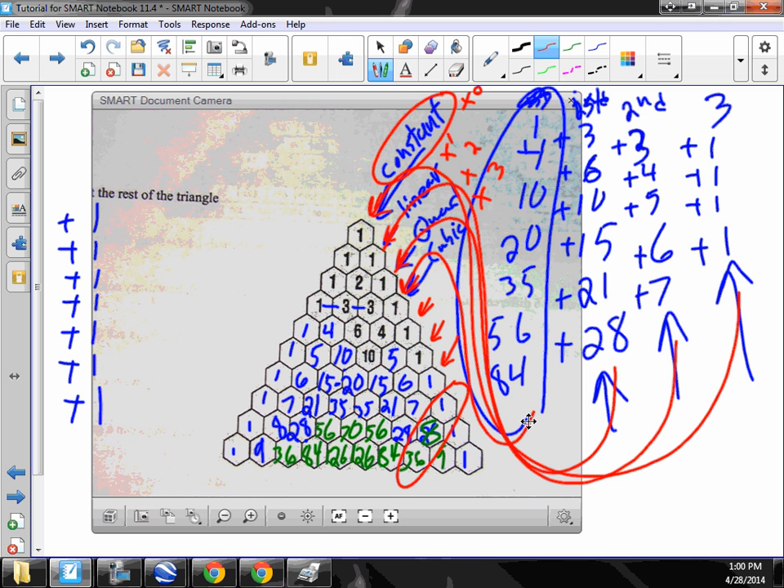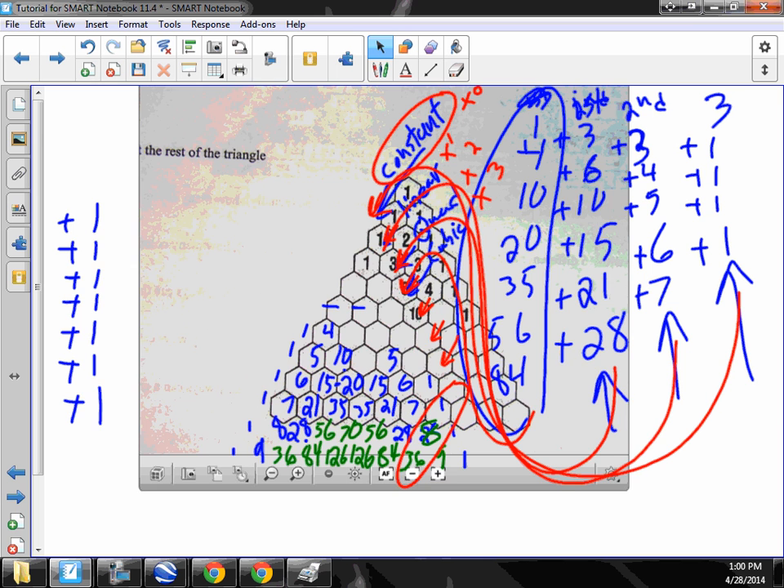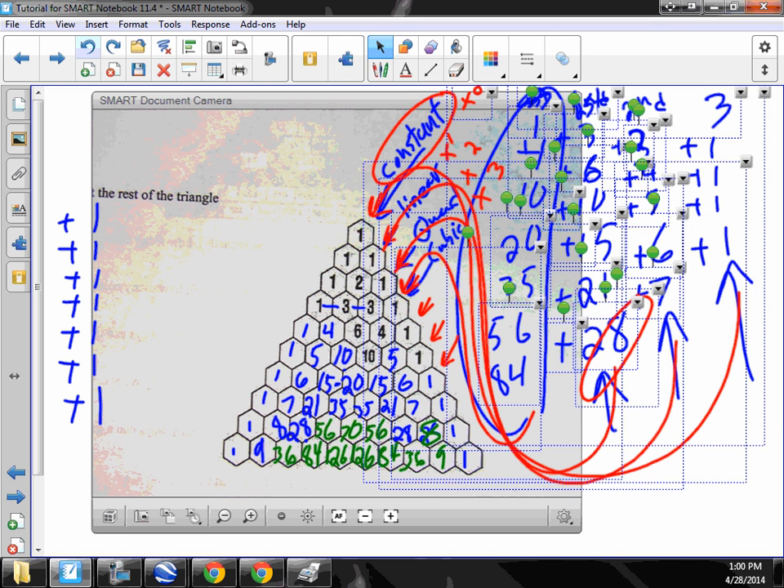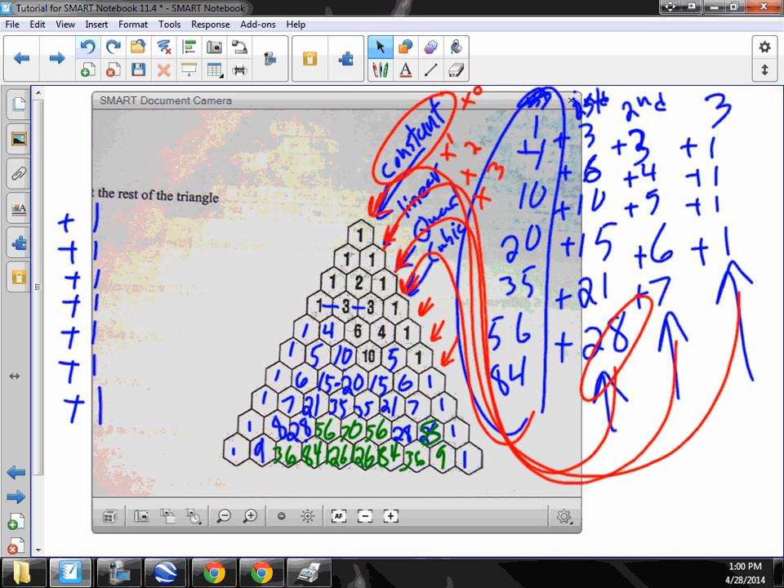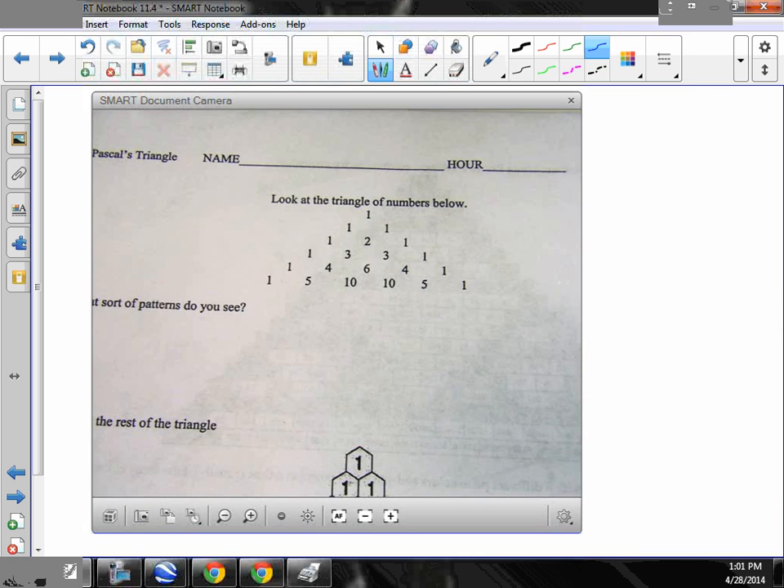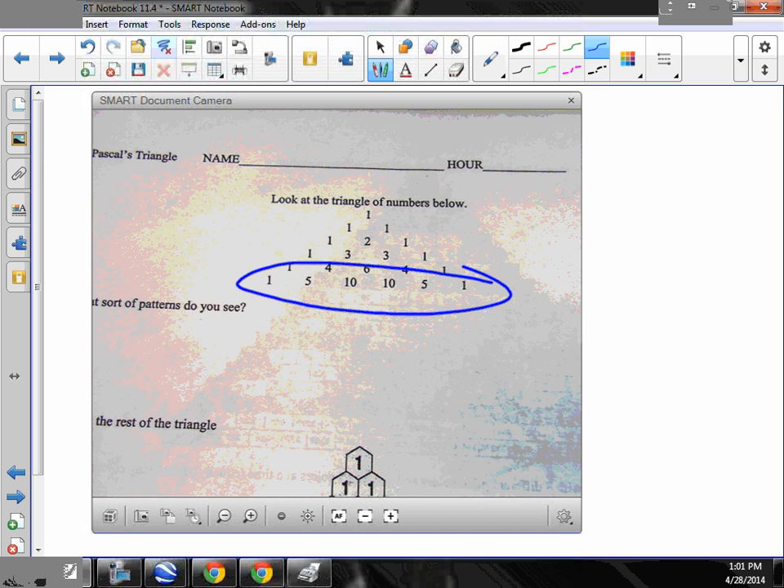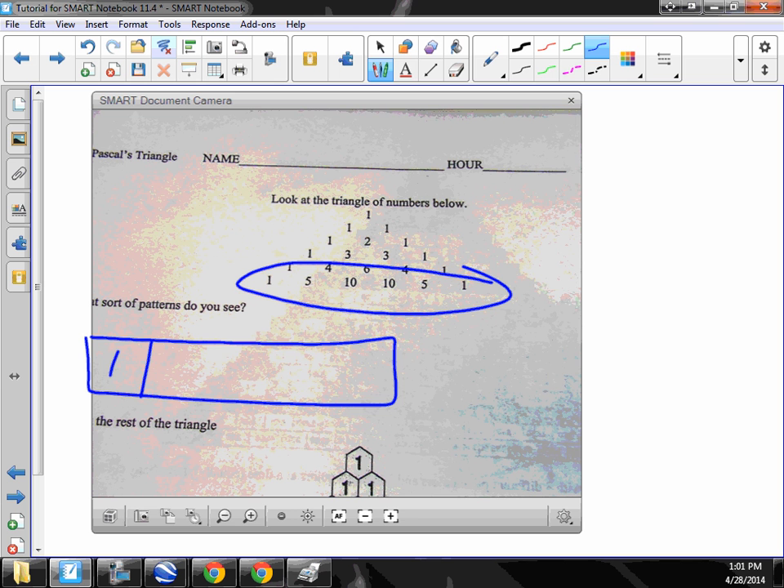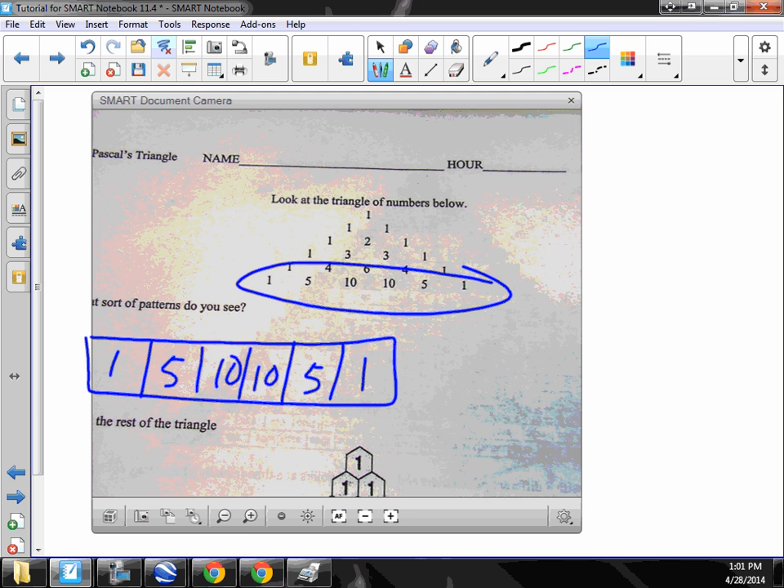Okay, well, we're not going to use that for any of this kind of stuff, but we're going to do something different. Okay. Look at this row. Have we ever seen those numbers before? Where have we seen the numbers 1, 5, 10, 10, 5, 1?